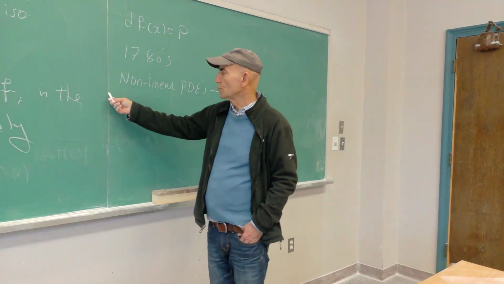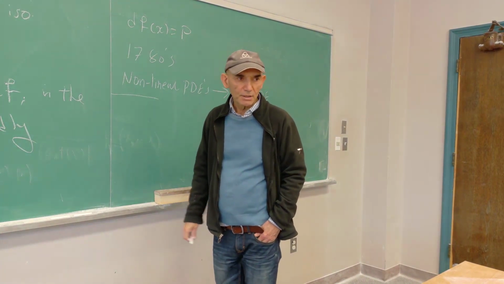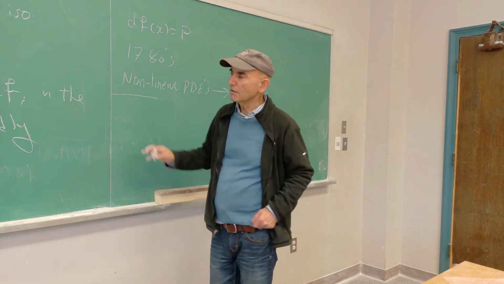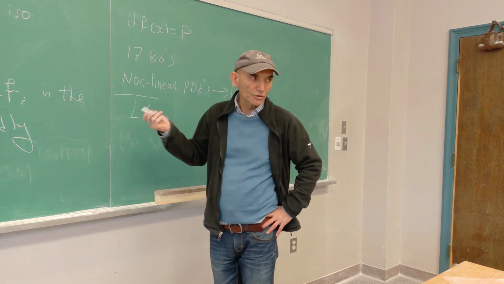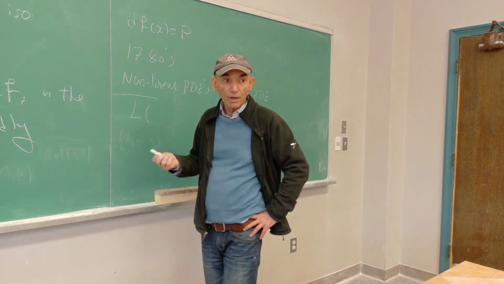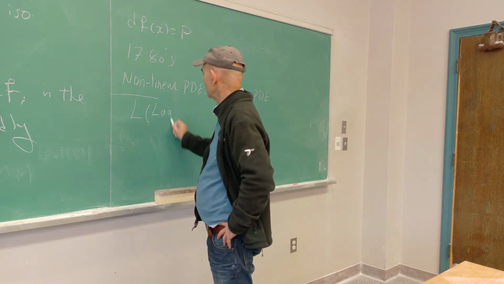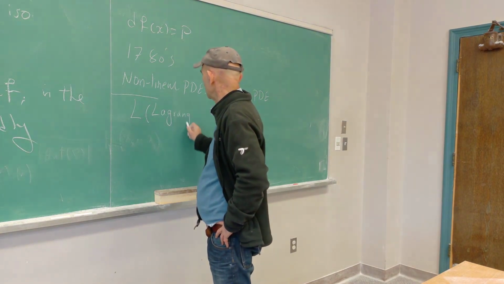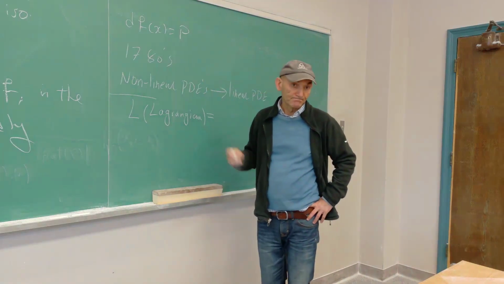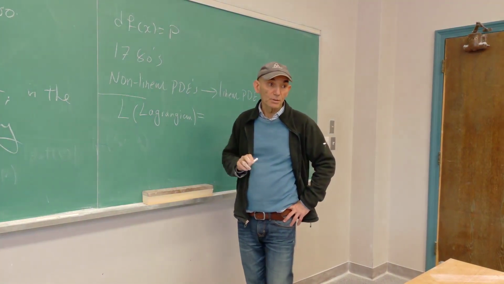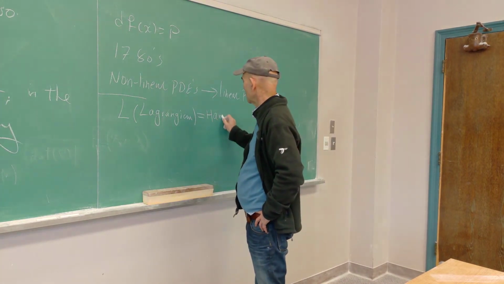Then this was used in mechanics. So I will come to that, but basically the Legendre transform of the Lagrangian is equal to the Hamiltonian. That's it from classical mechanics. We'll see why that's the case.